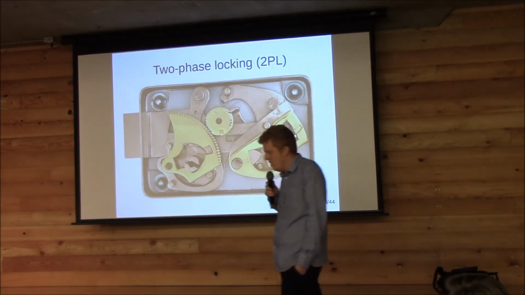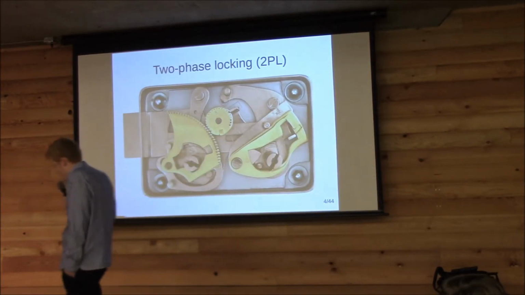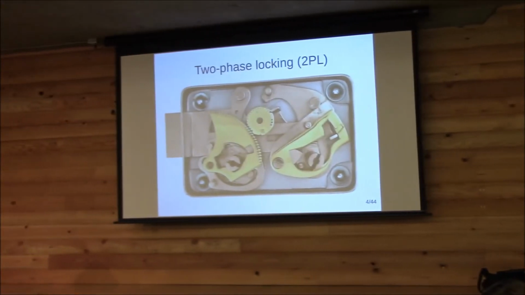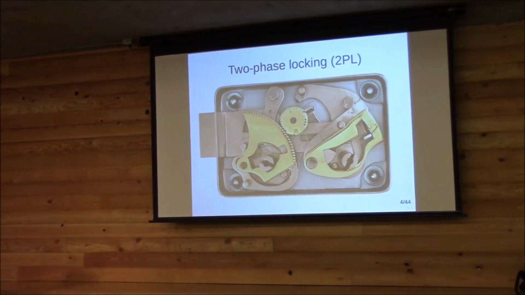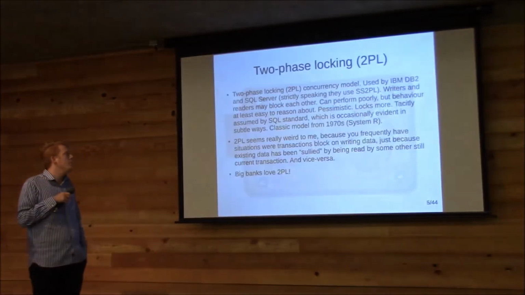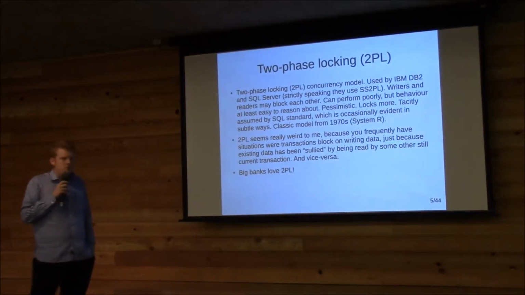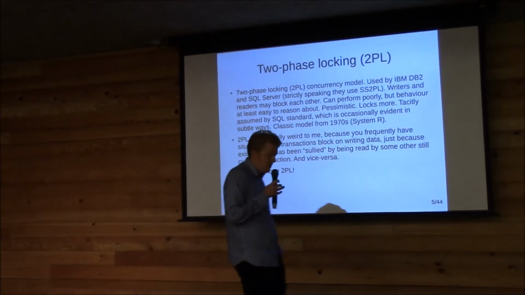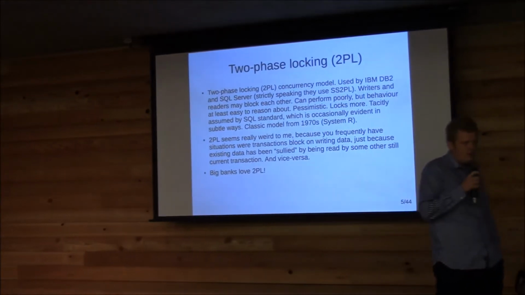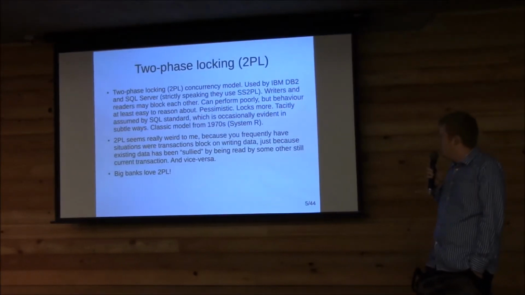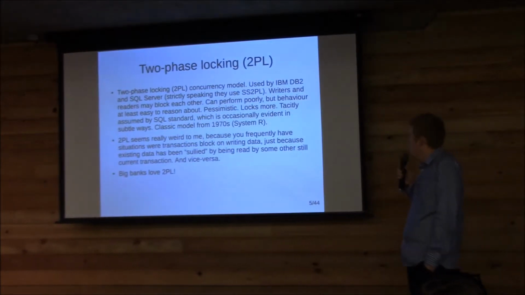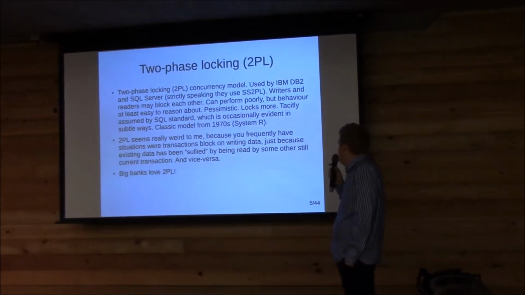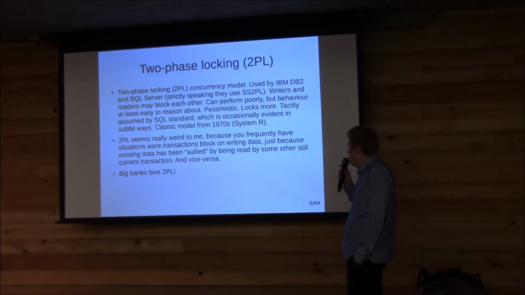Two-phase locking. What's two-phase locking? Well, it's something that Postgres doesn't use, but serves as an interesting basis of comparison, perhaps. It's the traditional concurrency model that databases have been using since the 1970s and many still do. Most prominently, perhaps, SQL Server and IBM DB2. Technically, they use strict serializable two-phase locking. So this is a classic model from the 1970s, initially pioneered by IBM System R.